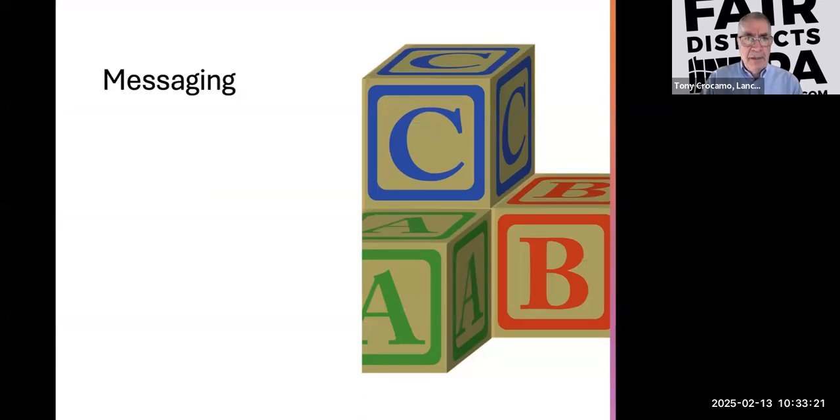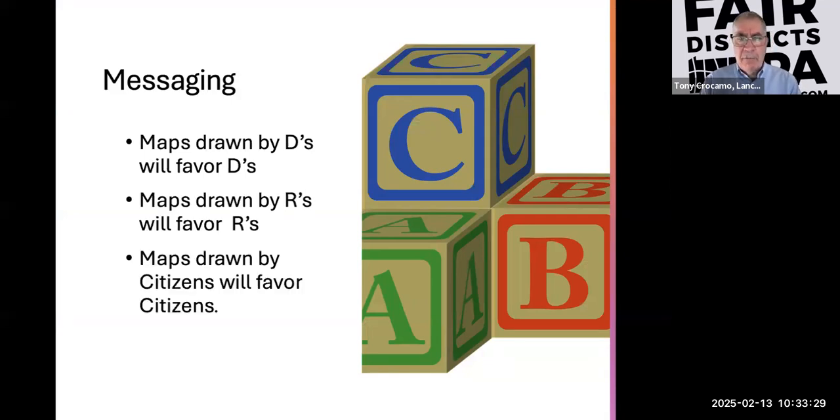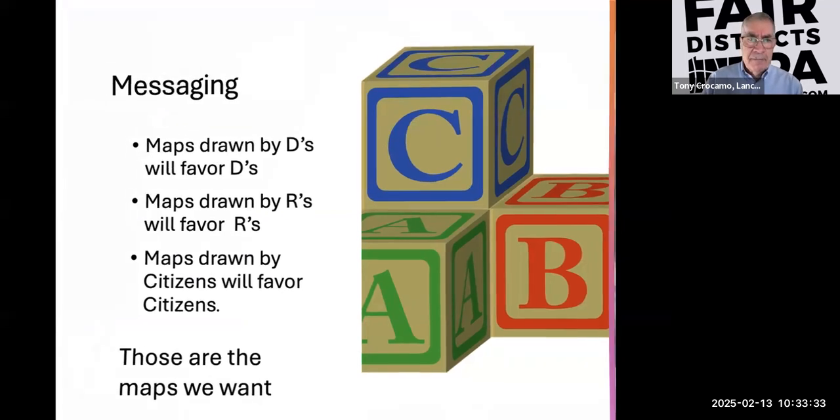This is also helpful messaging when you're talking. Maps drawn by Democrats will favor Democrats. Maps drawn by Republicans will favor Republicans. Maps drawn by citizens will favor citizens, and those are the maps we want.